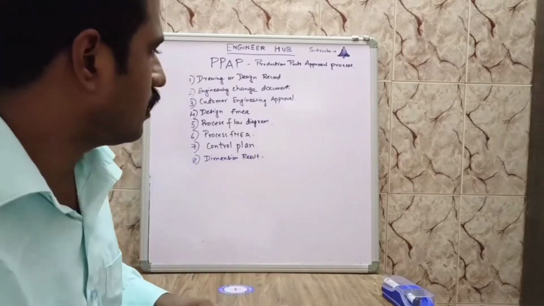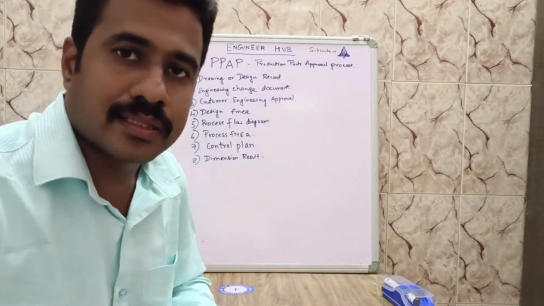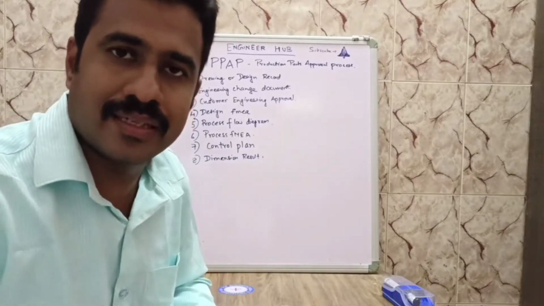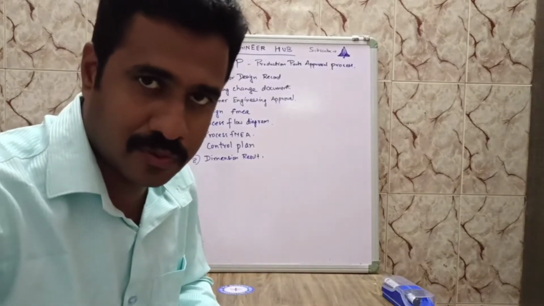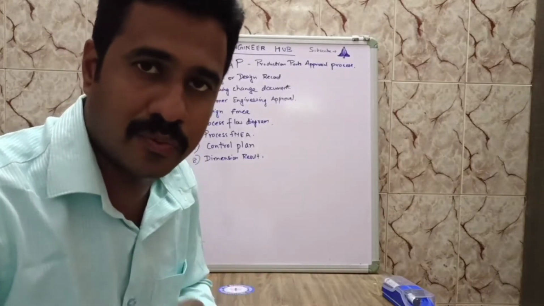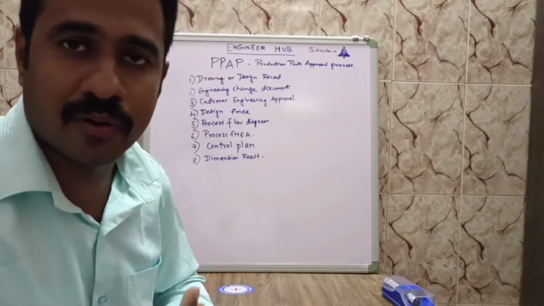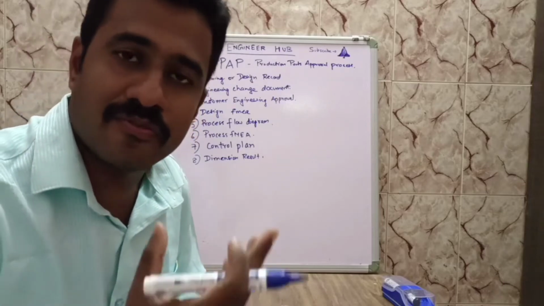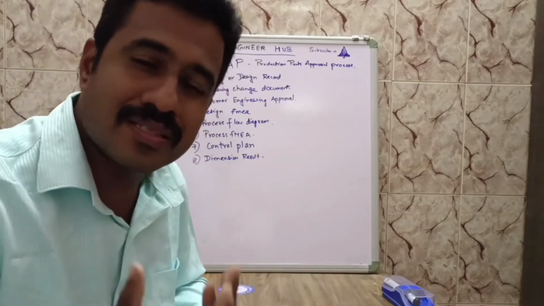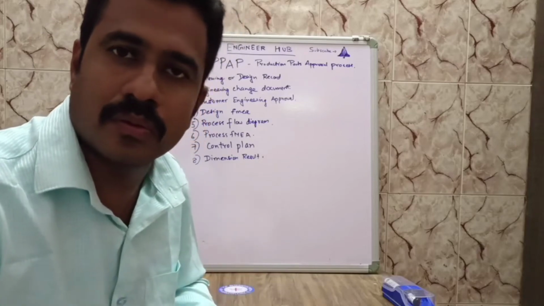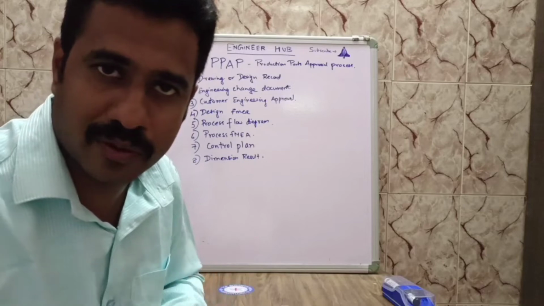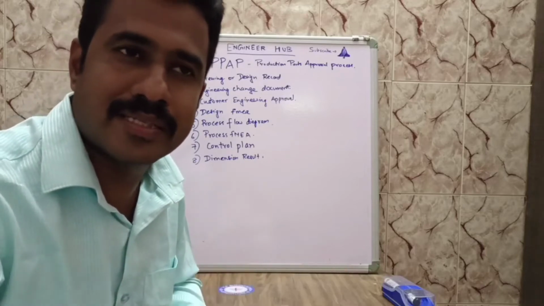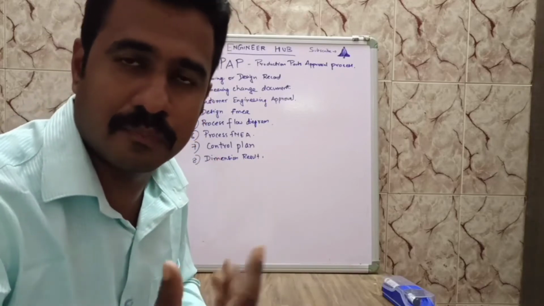So dimension results is nothing but the dimension of the product. You have made the process flow, you have identified the failure modes, and you have also identified the control methods, and finally you have made a product. What is the condition of the product? What is the length of the product, what is the dimension of the product, what is the width of the product, and it's basically like a layout of a product.